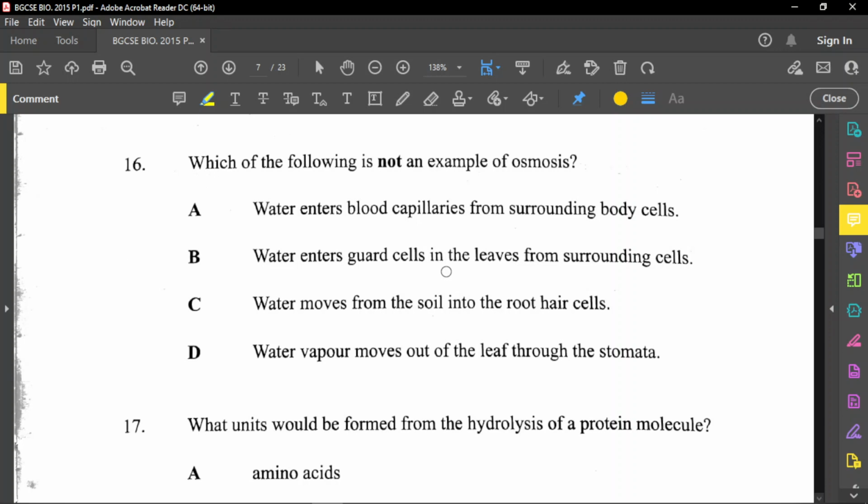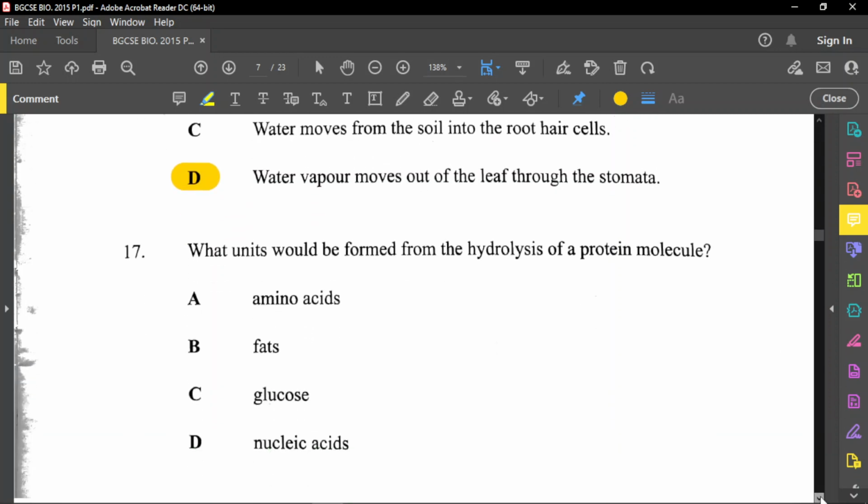But water vapor moves out of the leaf through the stomata. That is not osmosis. That is diffusion. And water is evaporating. So that's the evaporation process. It's a diffusion process. And it is what we call transpiration. All right, so transpiration is by evaporation and diffusion. All right, so let's go to question number 17.